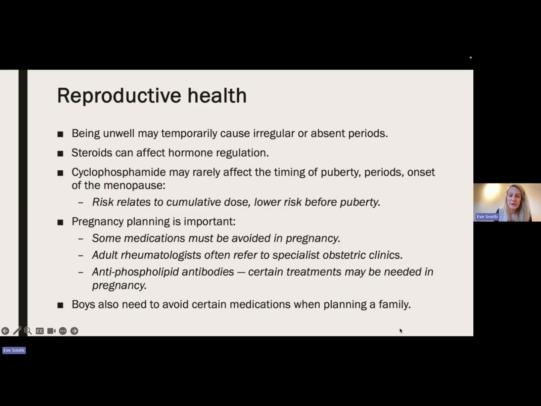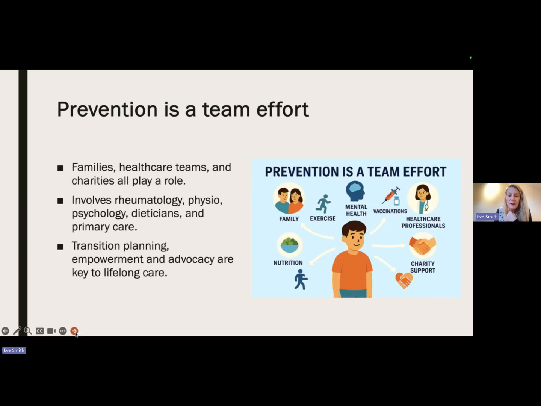This is mainly focused on females, but also boys need to avoid certain medications when they're planning for a family as well. So again, the importance of having that conversation with their rheumatologist. And I think prevention is really a team effort. A lot of what we've spoken about is things that happen outside the hospital setting, outside the clinic, that can impact on longer term outcomes.